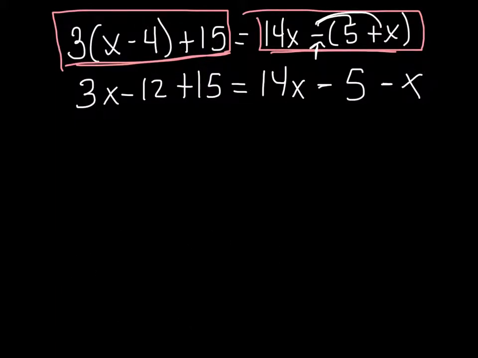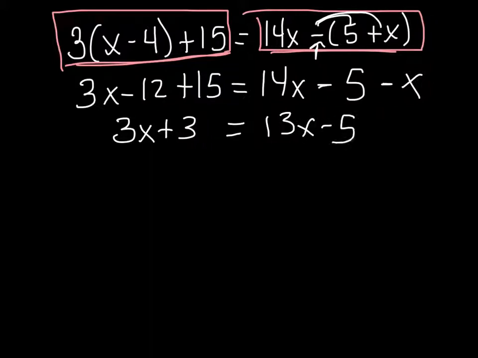Now that we have this, before I start moving things around, it's not that I have to simplify, but it just makes life a bit easier. So I'm going to write 3x plus 3 on the left and 13x minus 5 on the right. What I did there is I combined the negative 12 and positive 15 into 3, and I combined the 14x and the negative x into 13x. Now I've got an equation with a variable on both sides, and each expression is already simplified. So all I'm going to do now is rearrange things.